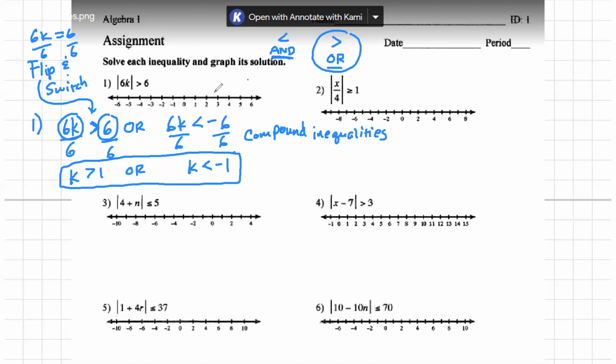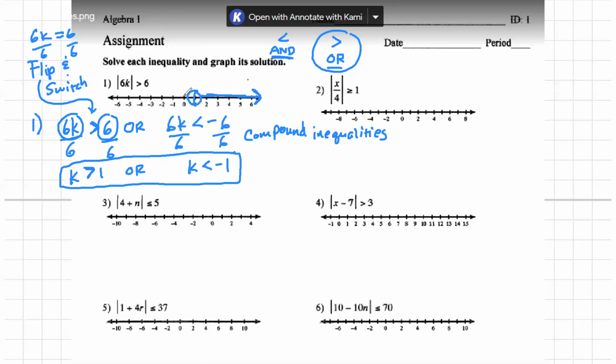So k is greater than 1. So I'm going to put an open circle at 1. And colors are helpful, so if you have colored pencils, yay. And I'm either going to shade to the right or to the left. Well, since it's greater than, it means I shade to the right of 1. Okay.